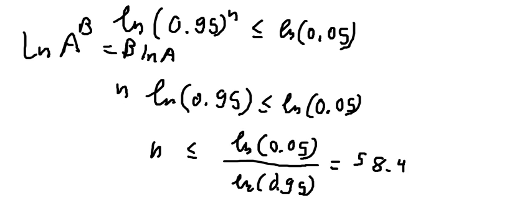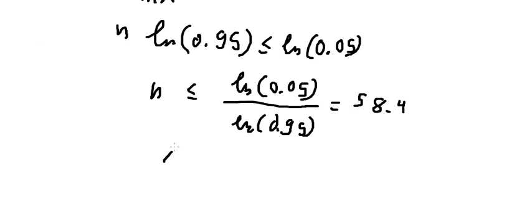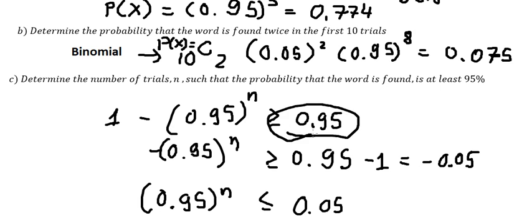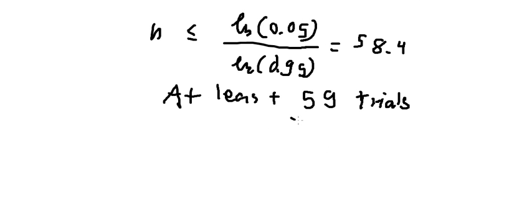58.4. So that means we need at least 59 trials, because we need to cover about this one too. So that's why we need at least 59. This is the end.